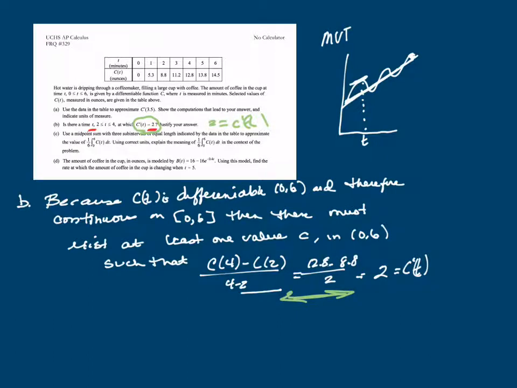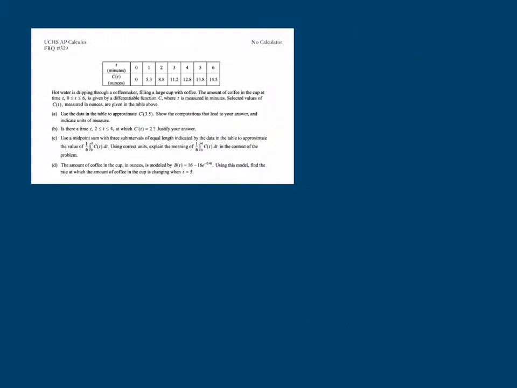And you have the nice cheat sheet to write it out exactly how it should be. This was worth 2 points. You would get 1 point for doing this average rate of change and 1 point for the MVT. Let's go on to C.